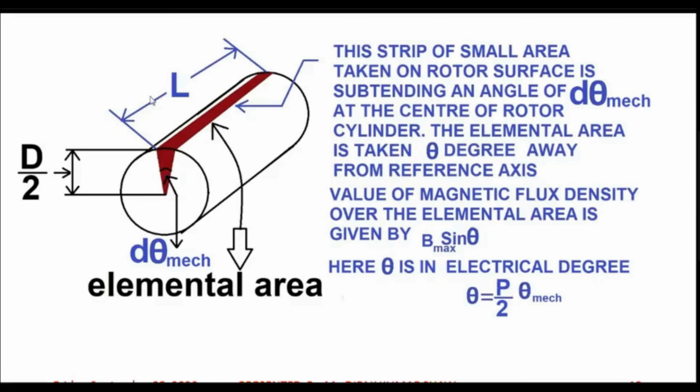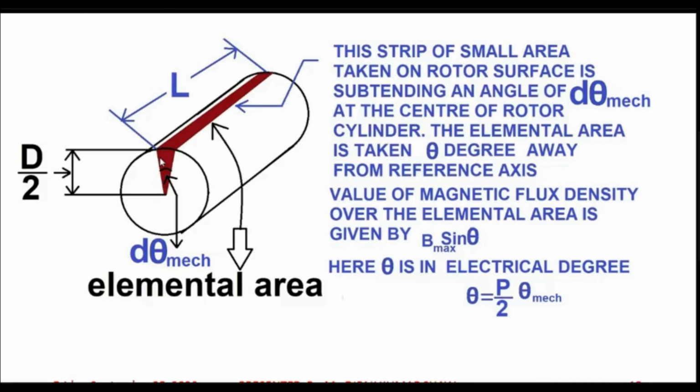For finding the value of flux per pole, let us take a strip of small area. That strip of small area is very small, infinitesimally small. So we are considering a strip of area on the rotor surface, which is infinitesimally small, and that small area is subtending an angle d theta mechanical at the center of the rotor. So basically we are trying to find a mathematical expression which will give you the value of flux per pole on the rotor surface.